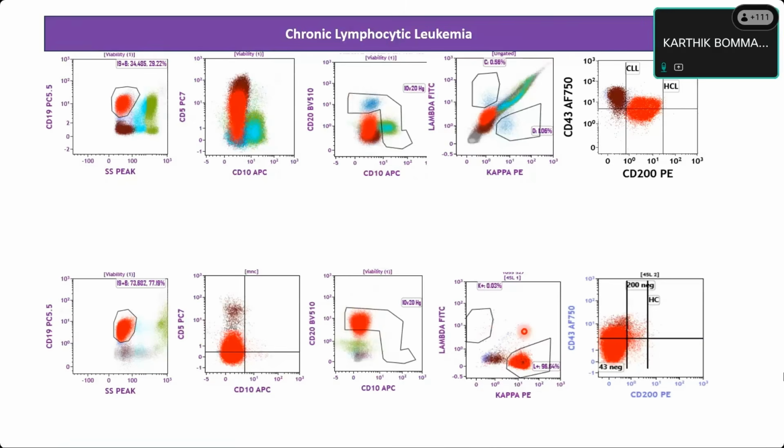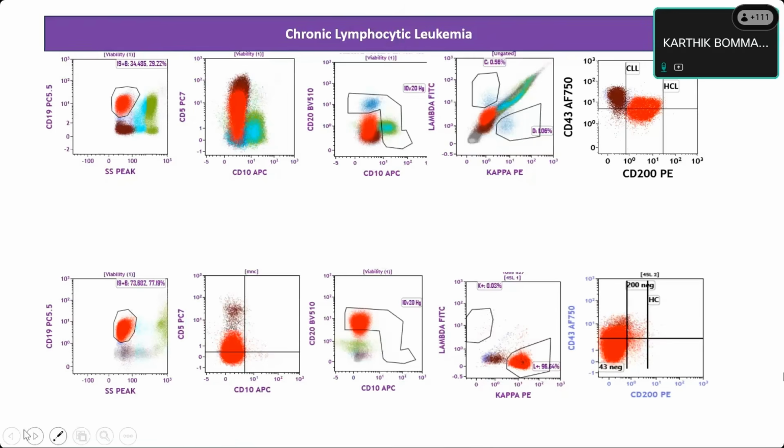And kappa lambda expression, is it having restriction or not? Is it clonal or non-clonal? Kappa restriction. Yes, kappa restriction. And look at the intensity of kappa expression. It is reaching up to the level of my normal B lymphocyte, so it's moderate expression. And CD43? Positive, negative to dim expression. CD200? CD200 negative. Yes. Okay, so what is this case?